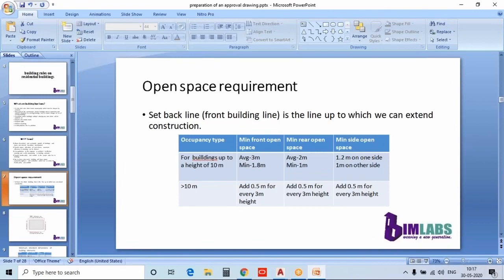If your building is 16 meter in height, then again you have to add 0.5 meter, that is 0.5 plus 0.5, a total of 1 meter added to the 3 meter, so a 4 meter front setback and a 3 meter rear setback. That is the case for the open space requirement.